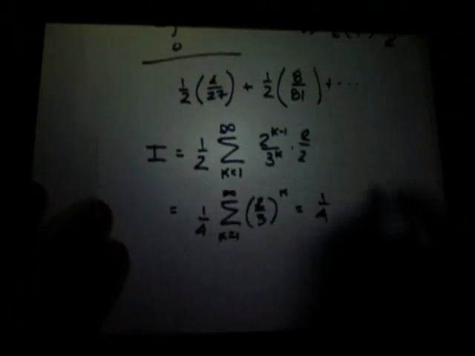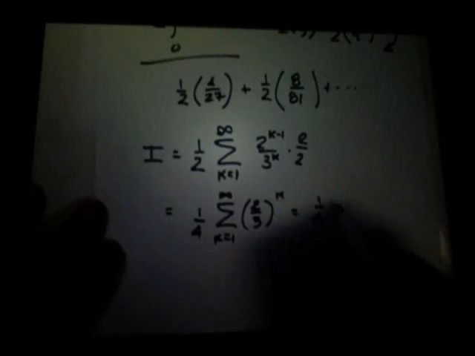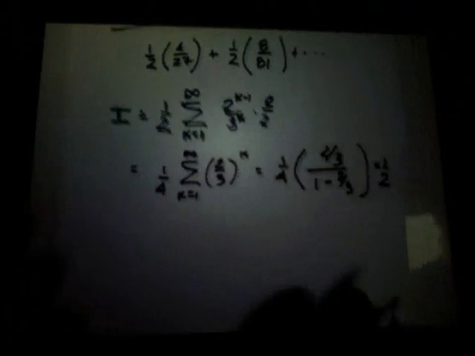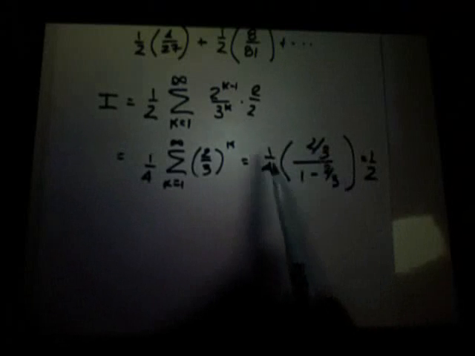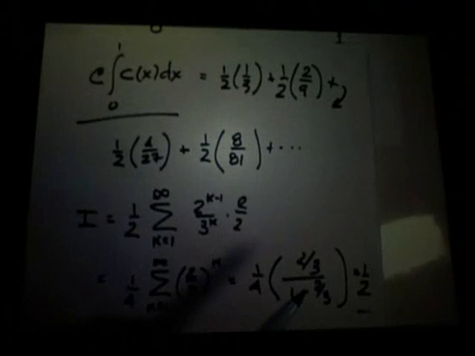So that's going to be 1/4 times the sum from k equals 1 to infinity of (2/3) to the k. That's geometric. So it's 1/4, first term is 2/3. I think that's a half overall, isn't it? Yes. 2/3 over 1/3 is 2. 2 over 4 is 1/2. So the integral, the Cauchy integral.